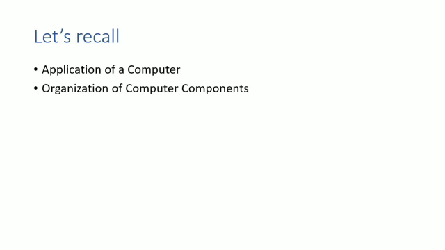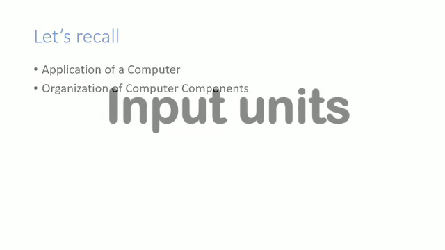So all the arithmetical calculation and logical comparison will be done by the ALU, and the flow of data, or transferring of data, will be controlled by the CU. So the CU is a controlling unit and the ALU is an arithmetical and logical unit, so it is a calculating unit. So that is the organization of computer components.